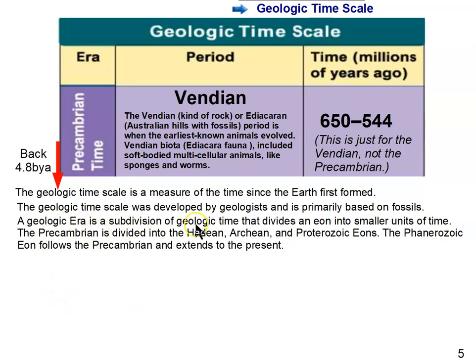So an era is a subdivision of time that divides an eon into smaller units of time. So again, eras divide up eons. The Precambrian is divided into the Hadean, Archean, and Proterozoic eons. We're not going to spend any time really with those eons at all, not even the Proterozoic, because these eons don't involve life much at all. The Phanerozoic eon, however, does, and it follows the Precambrian and extends to the present.